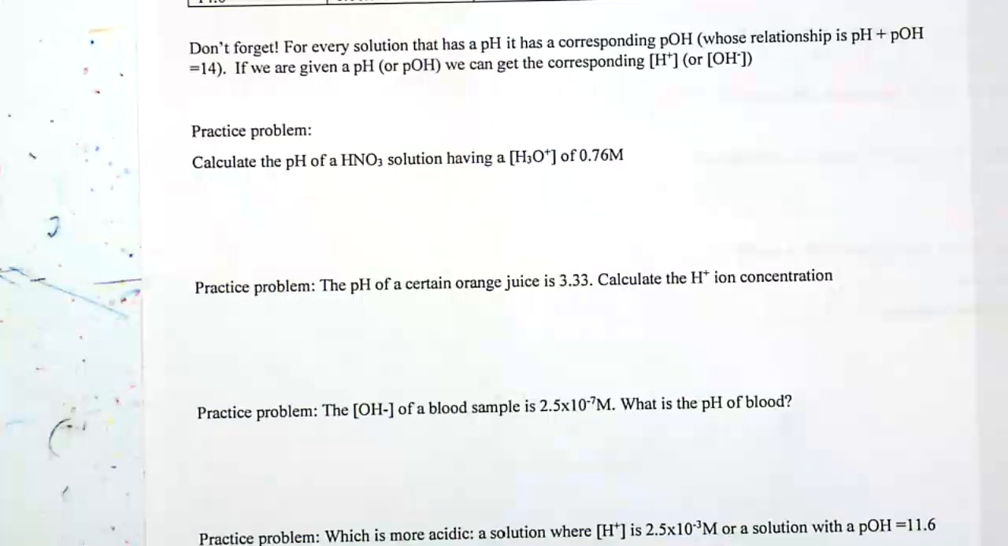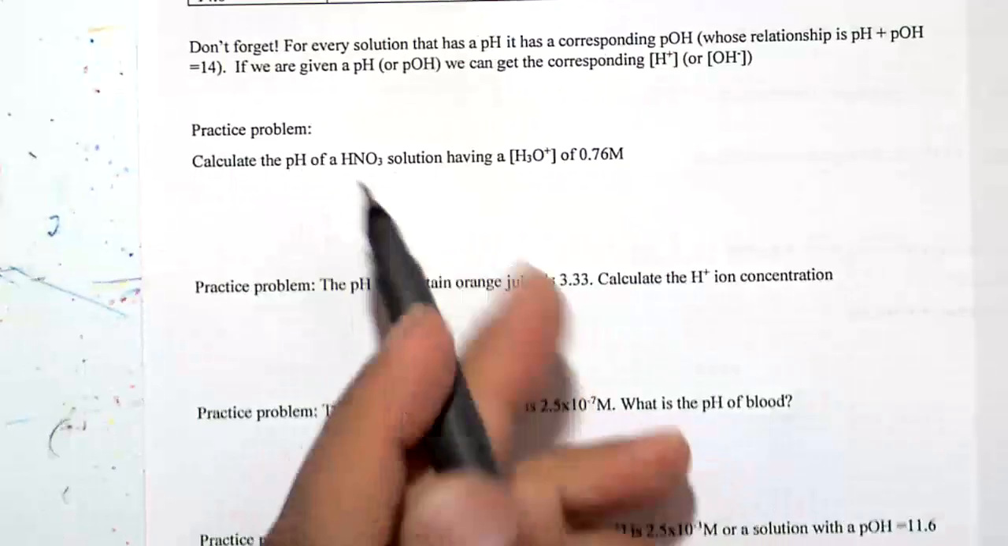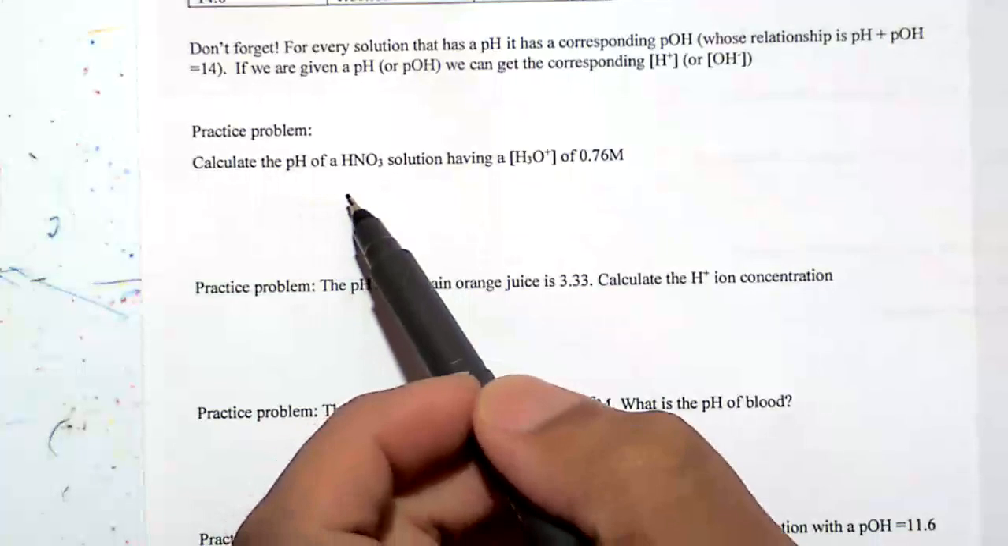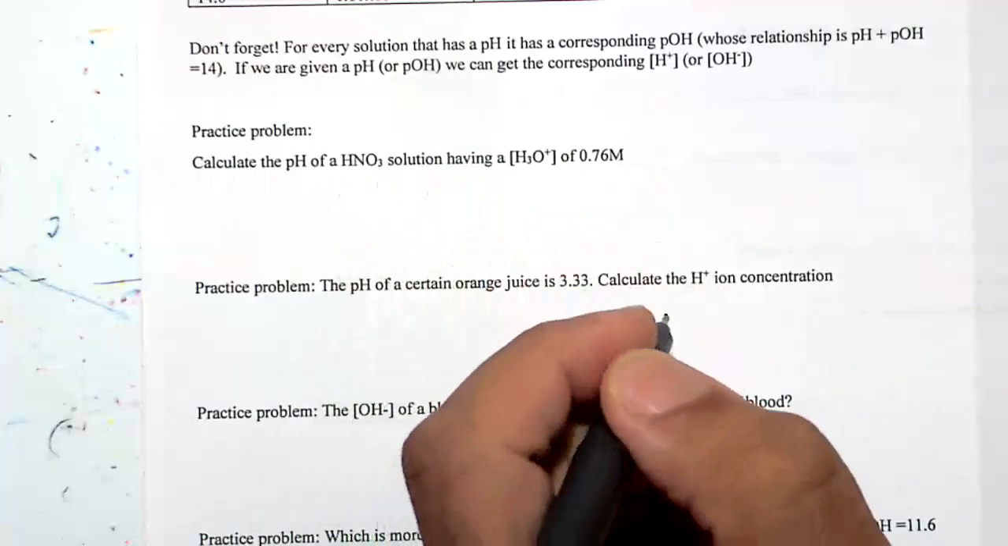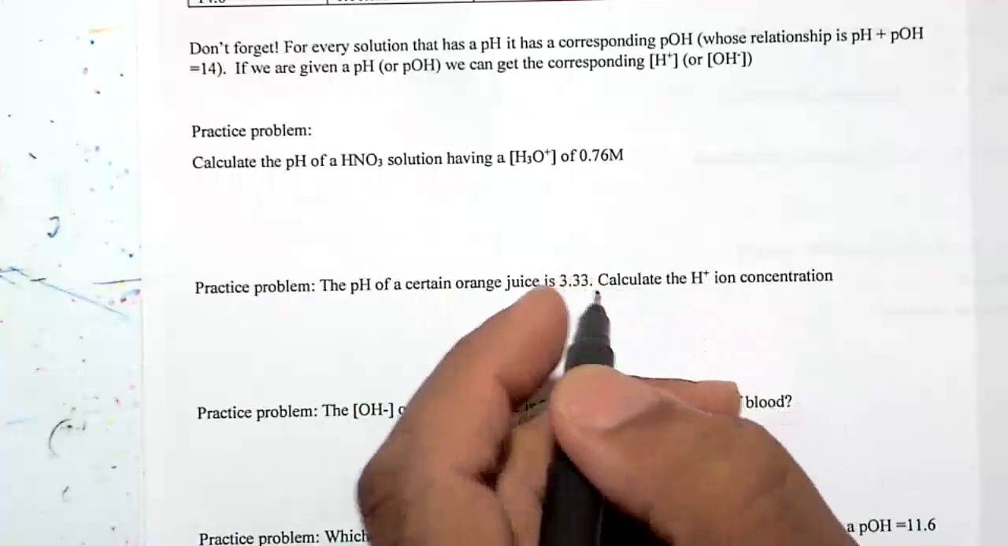All right, let's do some pH problems here. The first problem that I'd like to go over with you guys is: calculate the pH of an HNO3 solution having a hydrogen ion concentration of 0.76 molar.